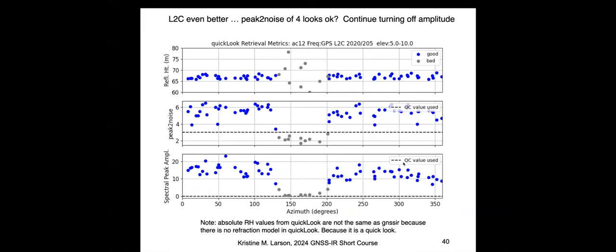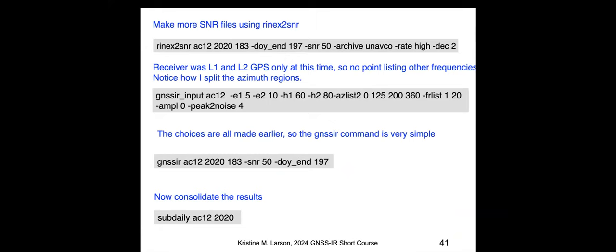So I went ahead and made more files. At this time, there was only GPS L1 and L2, so I listed that, but there's no reason to put in Galileo or GLONASS. They weren't there. The other thing is, there's a missing space there, but the azimuth list has 2 separate regions because I'm avoiding that area to the south. And somebody asked about that yesterday. I don't know if he's on the call today.